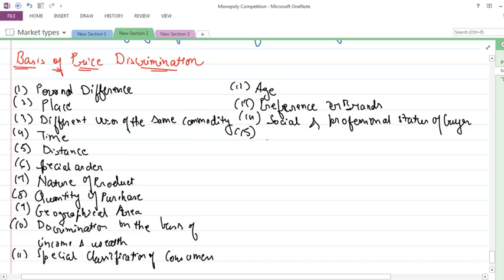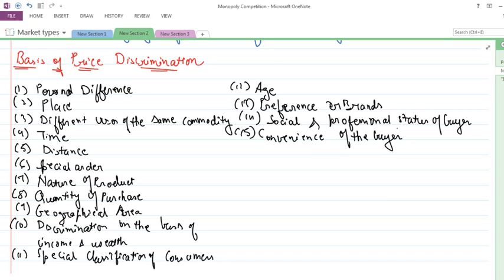The 15th basis of price discrimination is convenience of the buyer. That is, if a customer is in a hurry, then a higher price would be charged. On the other hand, if he is not in a hurry, then it might be possible that a normal price would be charged from him.